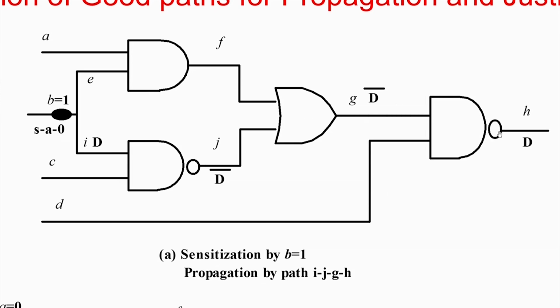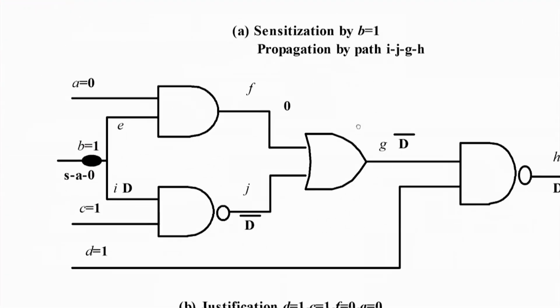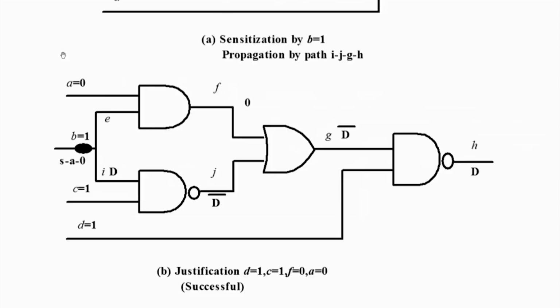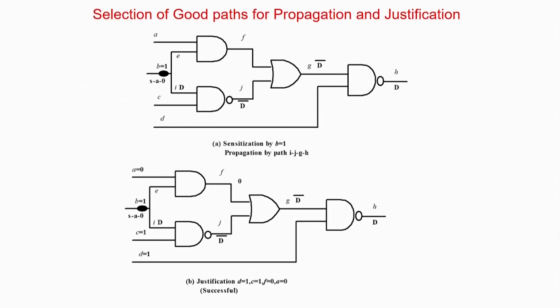so it will come out through this path, and then, this is an AND gate, so justification D should be equal to 1, and this is OR gate, so it should be 0, and you can easily make F equal to 0 by applying A equal to 0. So basically what I want to say is that the second path is a good path for propagation, and then you can get the solution.